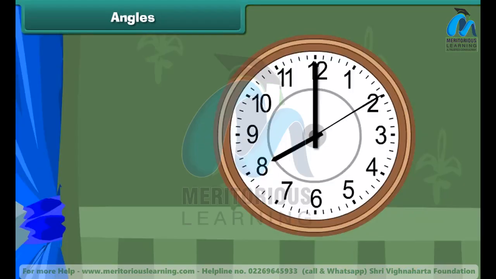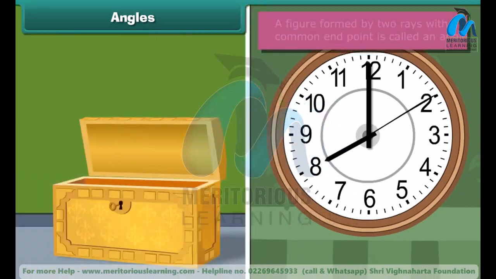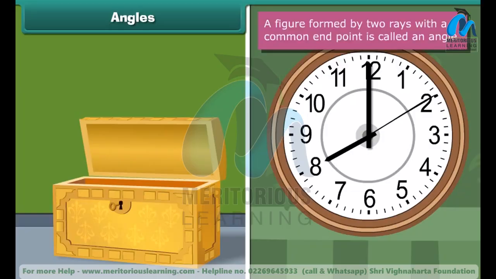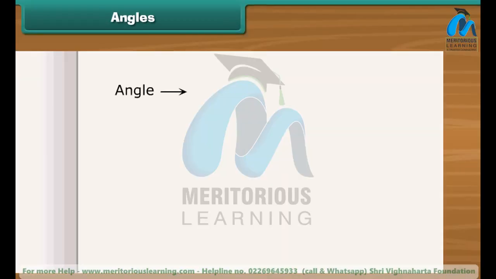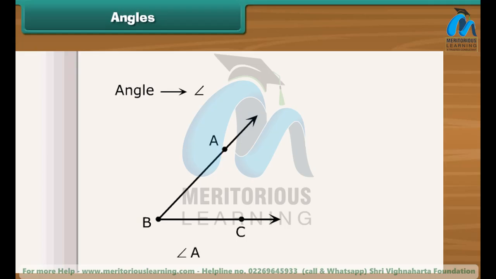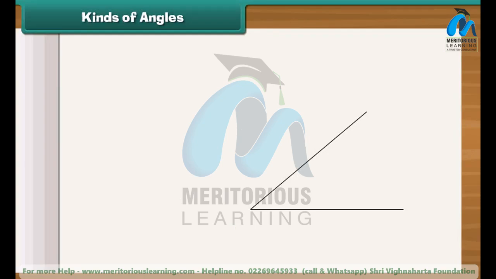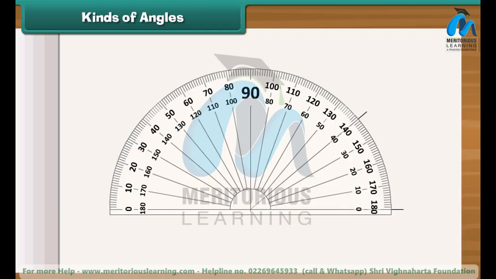Similarly, the minute hand and the hour hand in the clock form angles. A figure formed by 2 rays with a common endpoint is called an angle. An angle is represented by the given symbol. This is an angle ABC. It is represented as angle ABC. Here, B is a vertex. A is a point on one ray, while C is a point on another ray. An angle can be measured by using a protractor. It is also used in drawing an angle of a given measure.